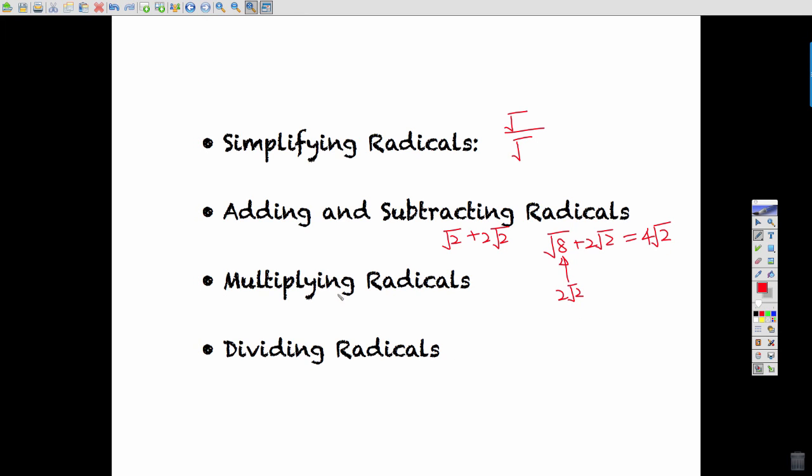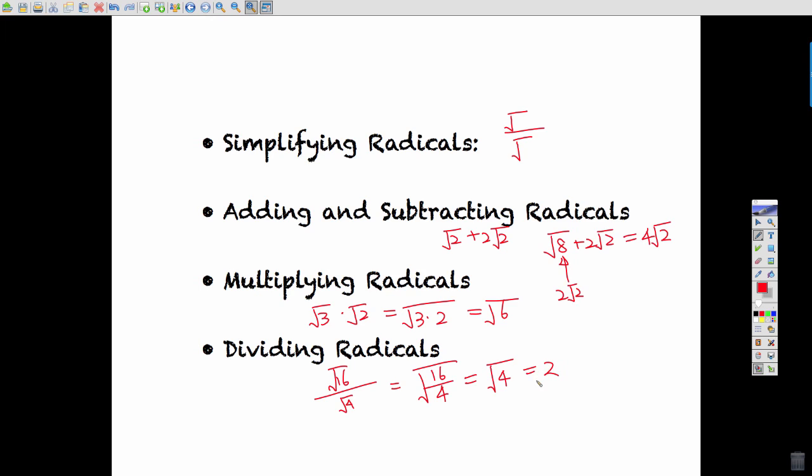Okay, multiplying radicals is easy. If I have 2 radicals multiplying each other, I just put them together inside one radical. Same thing with dividing radicals. Root 16 divided by 4, I can do this. And I just further simplify this.